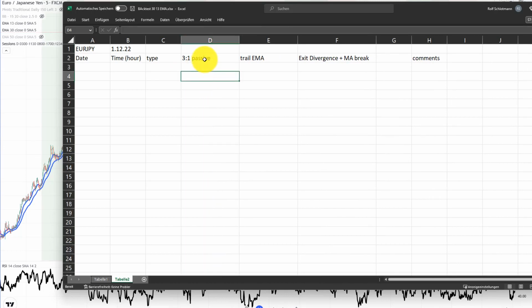Then I want to track different target approaches or strategies. First is a 3-to-1 passive. So we have our stop loss placement, set the target at 3-to-1, completely passive. Then we have a trailing at the EMA. So we have the same stop loss as in the 3-to-1, but we're going to start trailing the stop loss after 1R has been hit. We have an open-ended target where we exit when the moving average is broken, and also when we have a divergence on the stochastic, which should signal the end of a potential trend. And yep, that's what we're going to do.